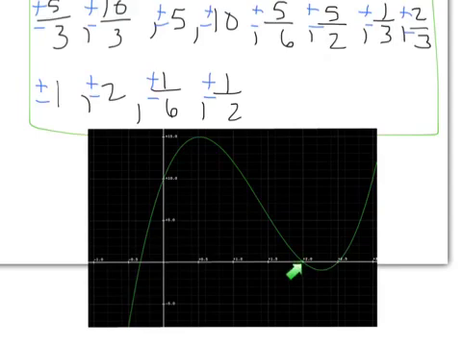Like clearly this is going through 2, and that's one of our roots right there, positive 2. This is at 2.5, and that's 5 over 2 right there. And it looks like this one is back here somewhere, which is a little bit difficult to see. So I probably wouldn't choose this to test in a synthetic table. I would choose 2 as one of my roots, run it through a synthetic table, and then take a look at the depressed equation that results.